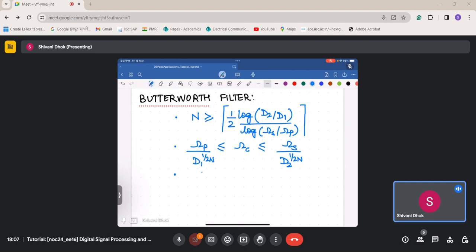Then the poles of this filter are sk, which is equal to omega c into e power j (2k plus 1 plus n) upon 2n multiplied by pi, and its transfer function H of s, or H analog of s, is equal to omega c to the power n upon the product of k running from 1 to capital N of (s minus sk). This is all about your Butterworth filter.